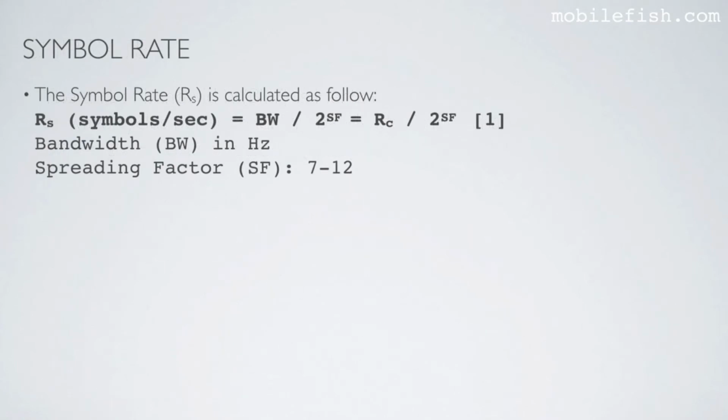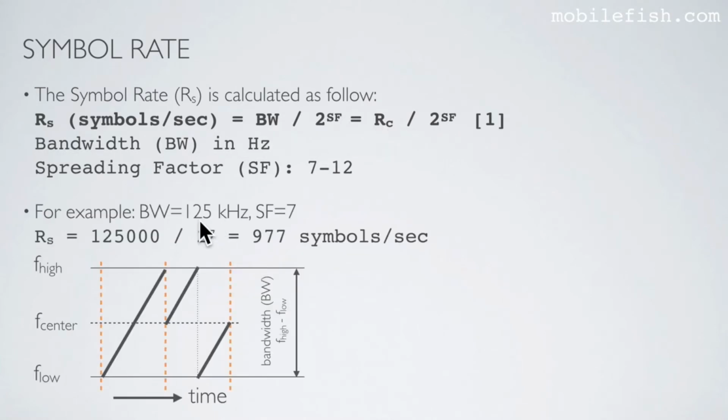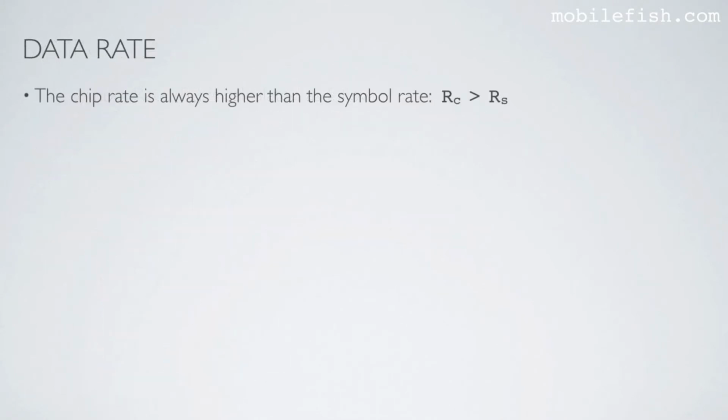The symbol rate is calculated using this equation. We now know that the bandwidth is the same as the chip rate, so the equation can also be written this way. Here's an example. If the bandwidth is 125 kHz and the spreading factor is 7, then the symbol rate is 125,000 divided by 2 to the power of 7 equals 977 symbols per second. This represents a single symbol. The chip rate is always higher than the symbol rate.